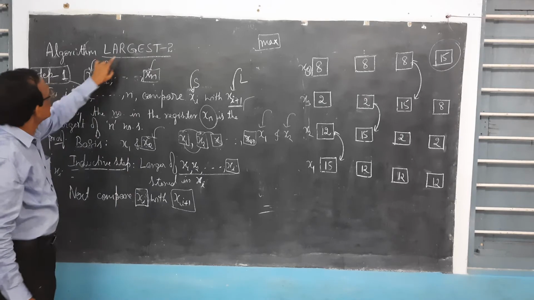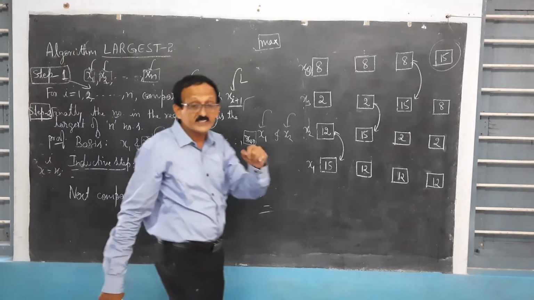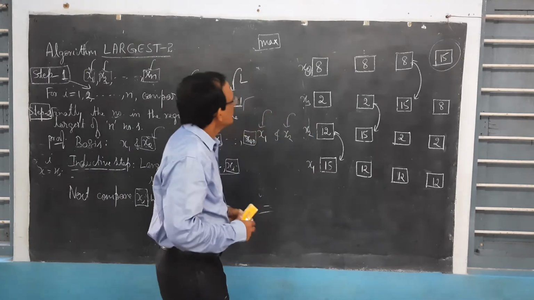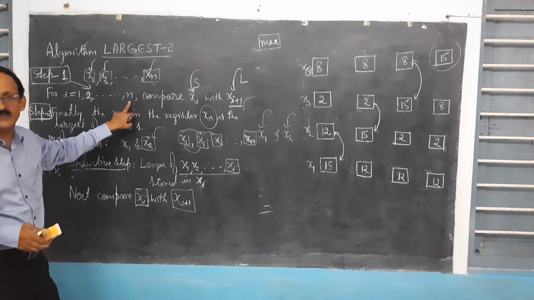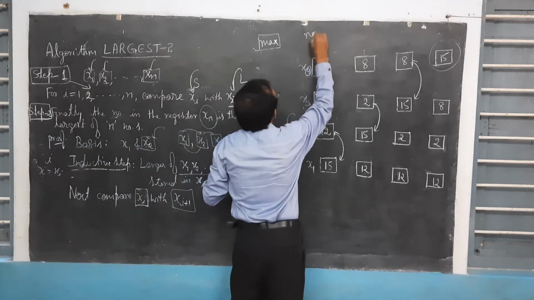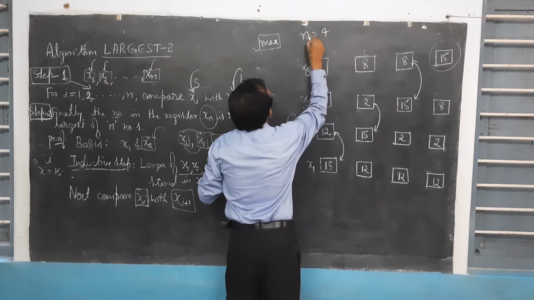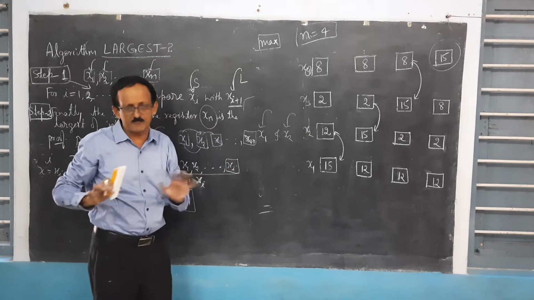This is known as largest 2 algorithm. Okay? Then what is the time complexity? In this example you are having i equal to n. n means 4. 1, 2, 3, 4. n value is 4. There are 4 registers, 4 values you are comparing.